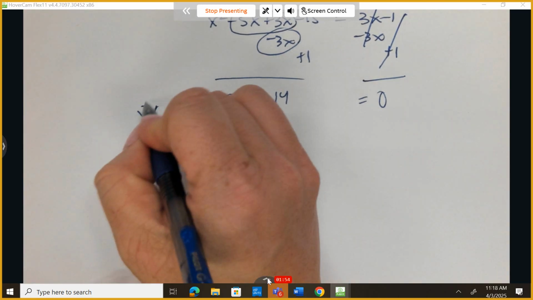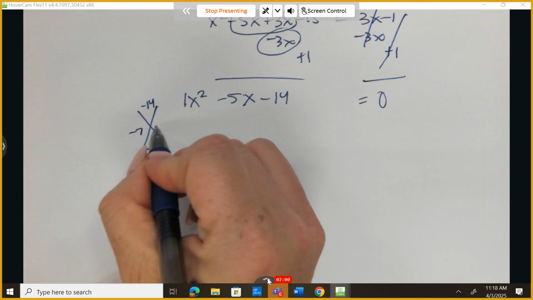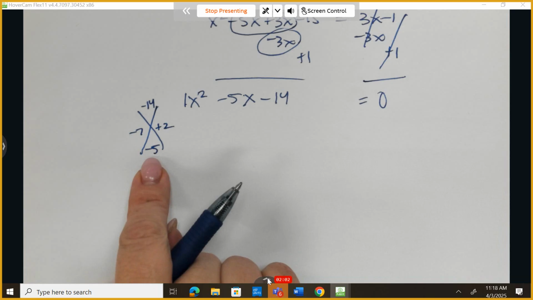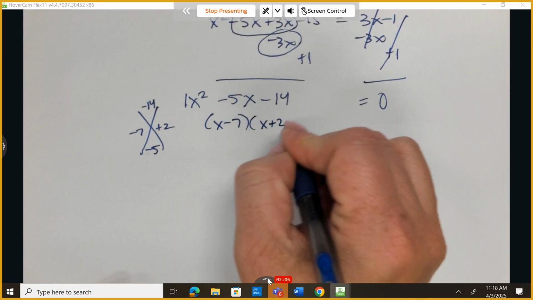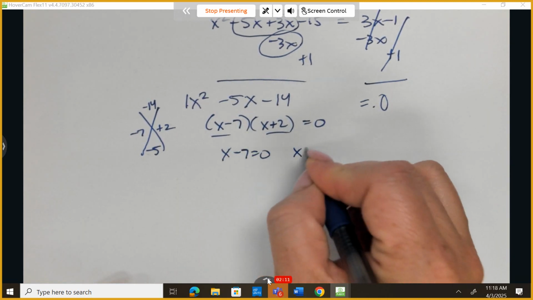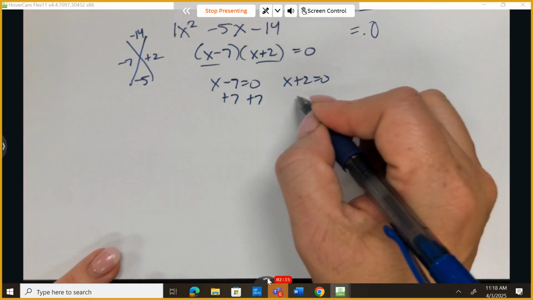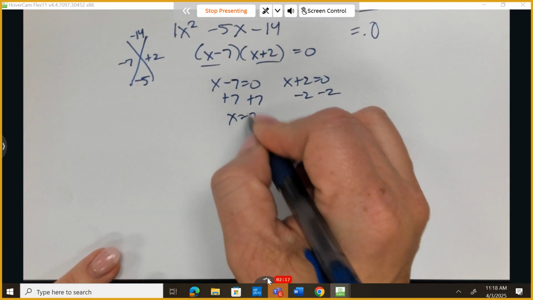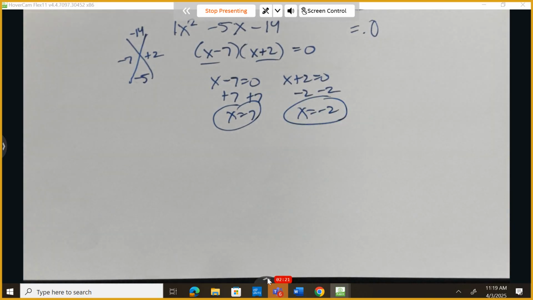So 1 times negative 14 is negative 14. I'm looking for two numbers that multiply to get us negative 14 and combine to get us negative 5. Negative 7 and positive 2. Multiply and combine. So x minus 7 and x plus 2, and I'm setting it equal to 0. Each one of those factors, and I want to say this again, this test requires you to show every single step. It's so easy for many of us to be like, well, the answer is x equals 7 and the answer is x equals negative 2. It requires you to show every single step.